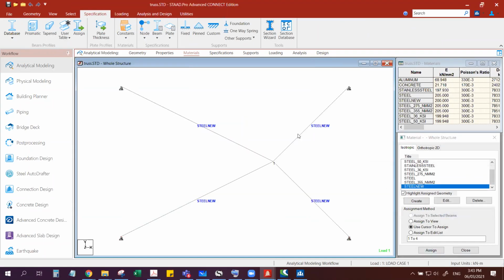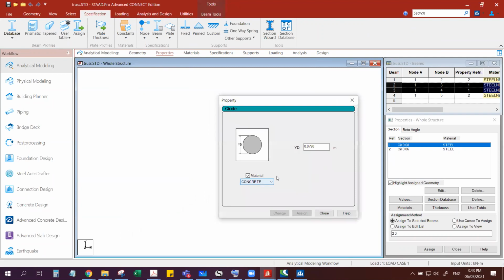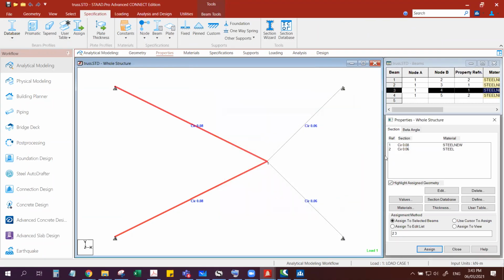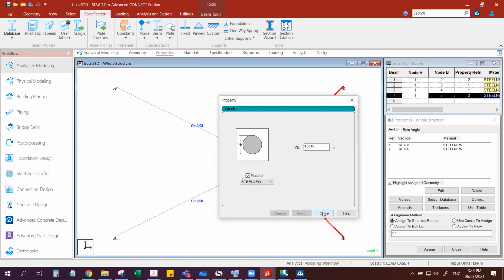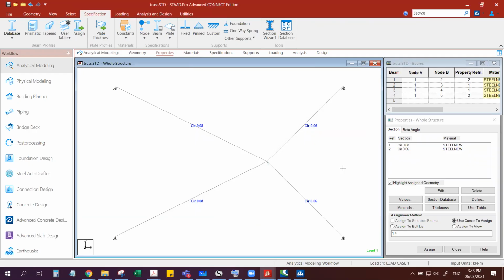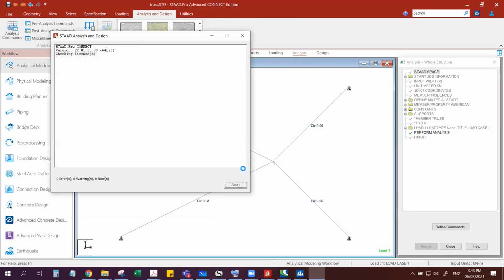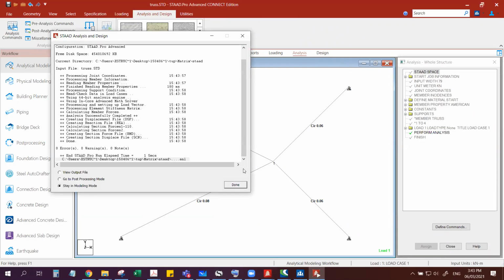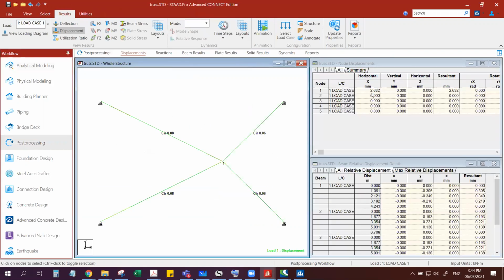Okay, yes. Let's check if consistent with the properties. Okay, not consistent. So still new. Then assign, close. And then assign. Okay, that's it. And then analyze again. Okay, no warning and then done. Post processing. Okay. Lumaki pa nga, no? So 0.62, 0.63 mm.